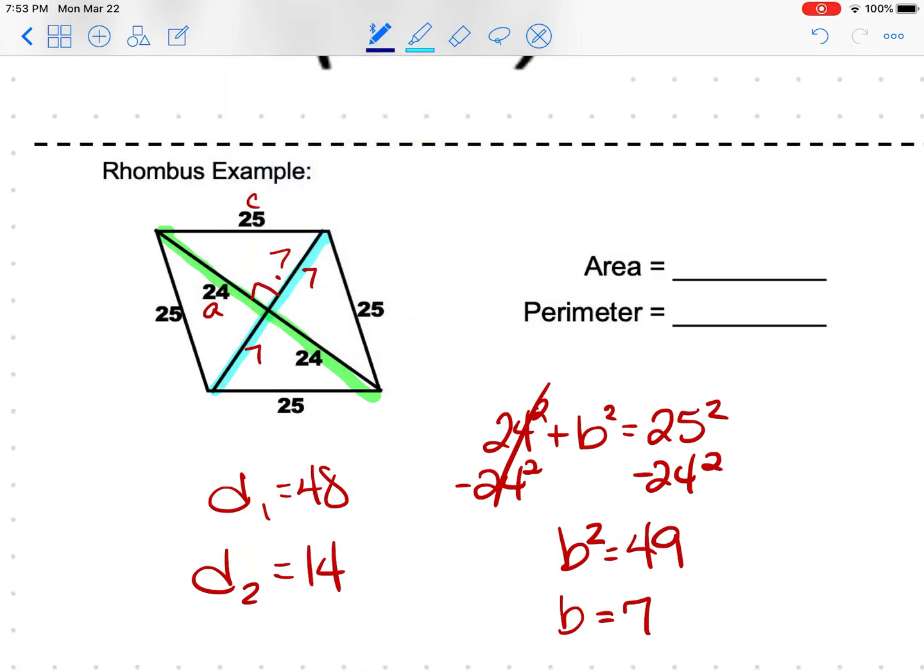So for perimeter, we know all the sides are the same because it's a rhombus. So we can say 4 times 25, which does give us 100. For area, we're going to multiply diagonal times diagonal. So 48 times 14 and cut that in half. So plug that in, 48 times 14 divided by 2, which would give you 336.